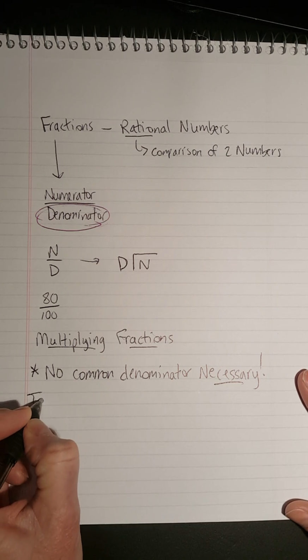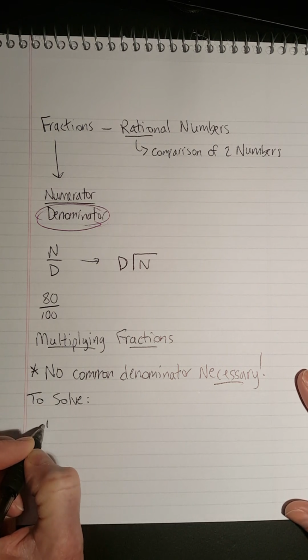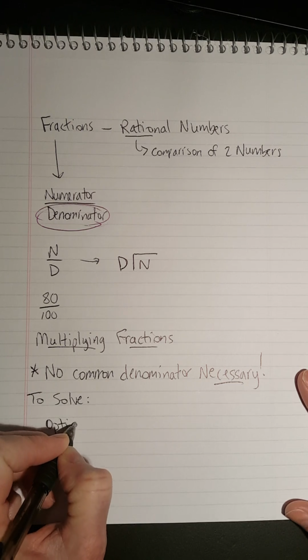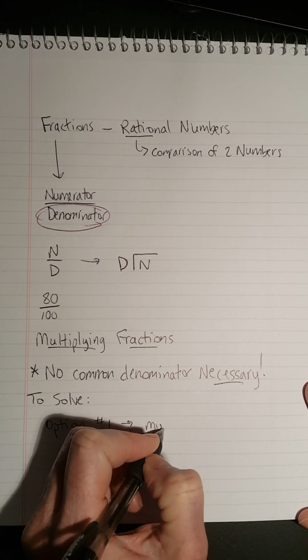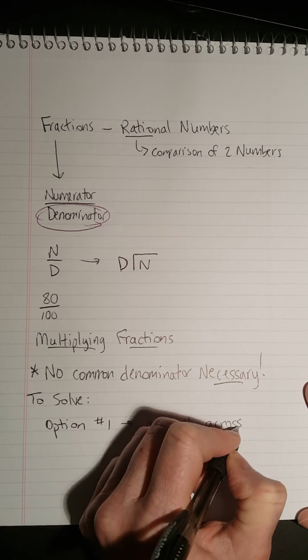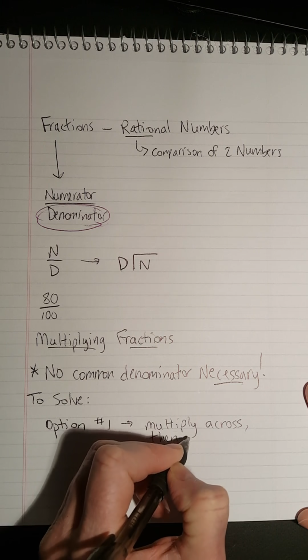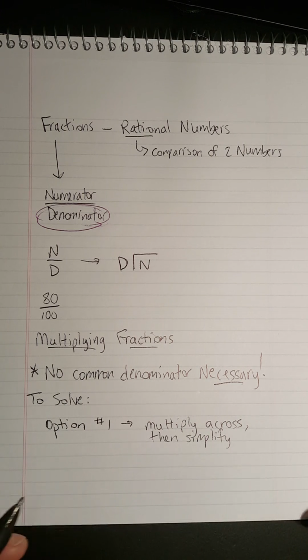To solve, you have two choices. Option number one is to multiply across and then simplify. I call this the old school method because this is the way I learned how to do it. You just multiply straight across, numerators and denominators, and then you simplify to get your final answer.